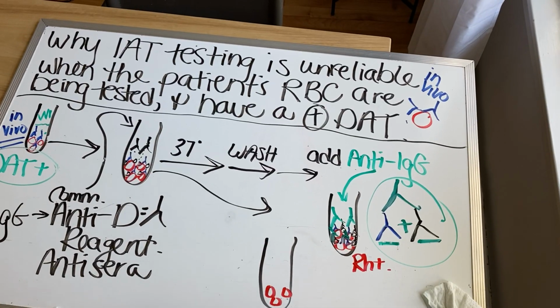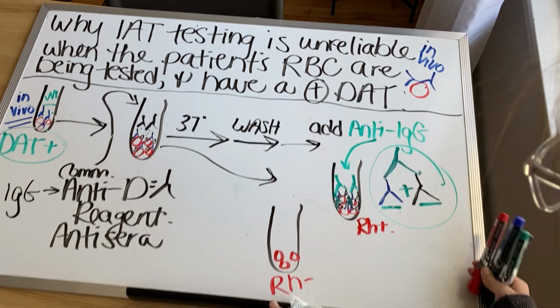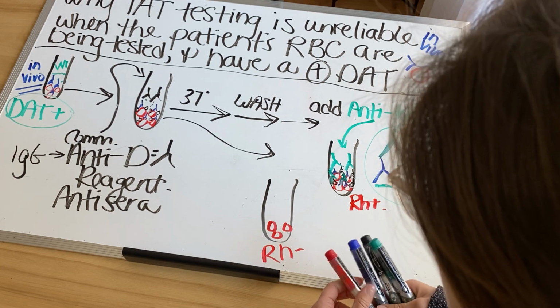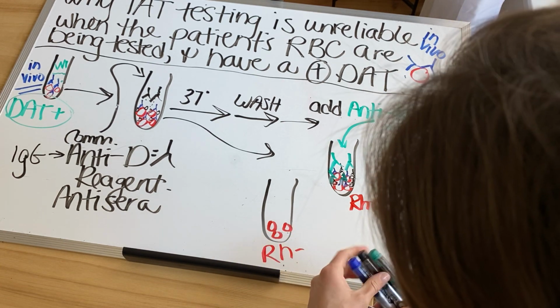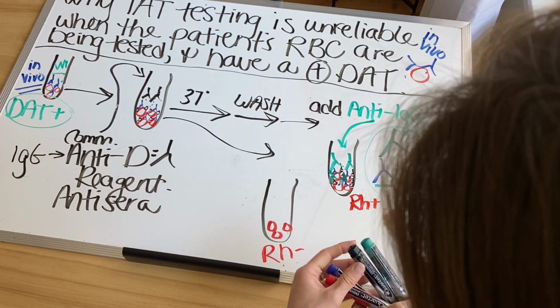Oh, sorry, you can't see that. You can see my test tube, but that's about it. There. That one's Rh negative. So there are no D antigens on this one. But we don't know that. We have to add our anti-D to see if it's there or not.